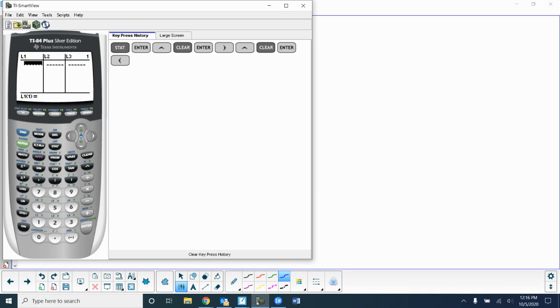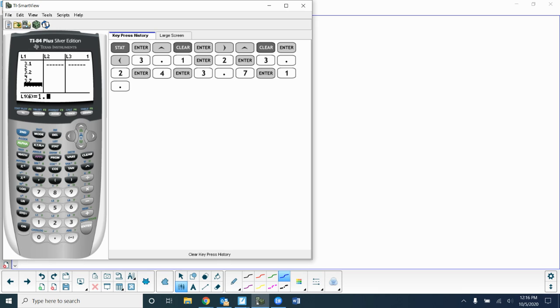Okay, the top row we'll use as list 1. That's the mass in grams of the hummingbird. And then the bottom row we'll use for list 2, which is the number of beats per second. All right, so I'm just gonna put those in: 3.1 and a 2, 3.2 and a 4, 3.7, 1.9. Just hit enter each time and it goes right down the list for you. And 4.5.